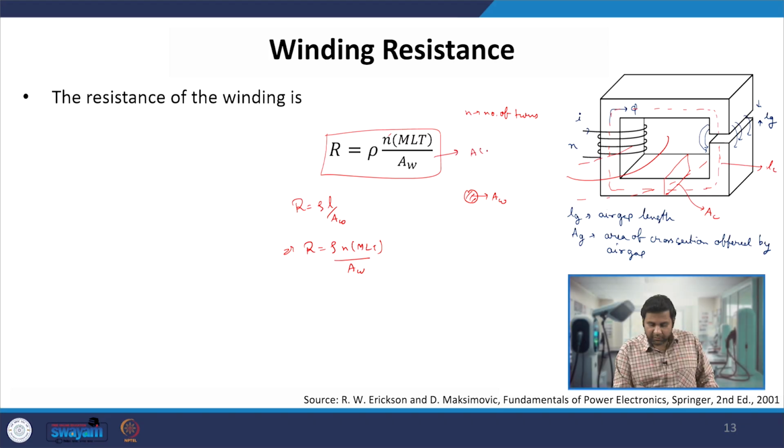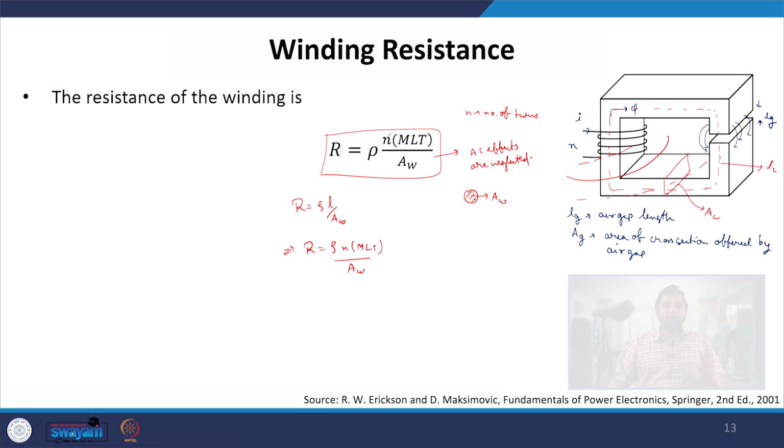We can say that AC effects are neglected, like skin effect or proximity effects, because we have a very small percentage of ripple in the current which is used for exciting this particular winding. So we have a very small AC component.